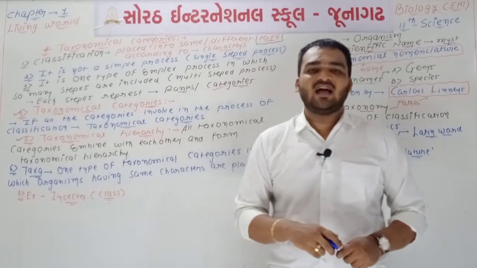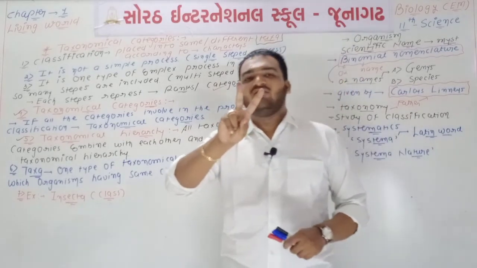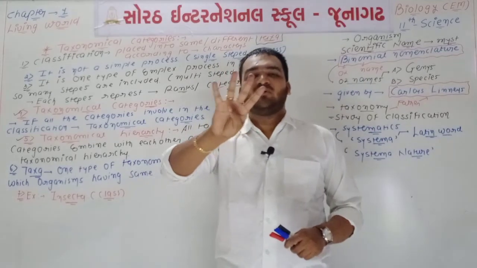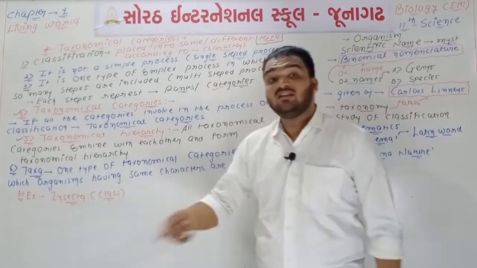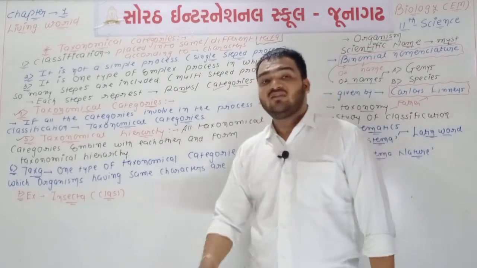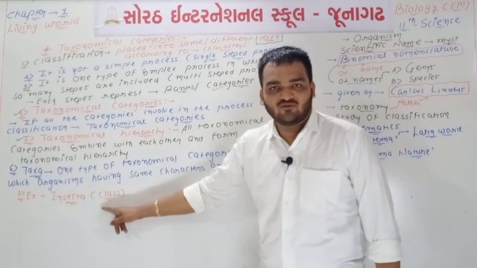But this Arthropoda has a total of 6 classes. First one is Crustacea, second is Arachnida, third is Diplopoda, fourth is Chilopoda, fifth is Onychopoda, and sixth is Insecta. Insecta is the 6th or last class of phylum Arthropoda. It is the largest class of this world.